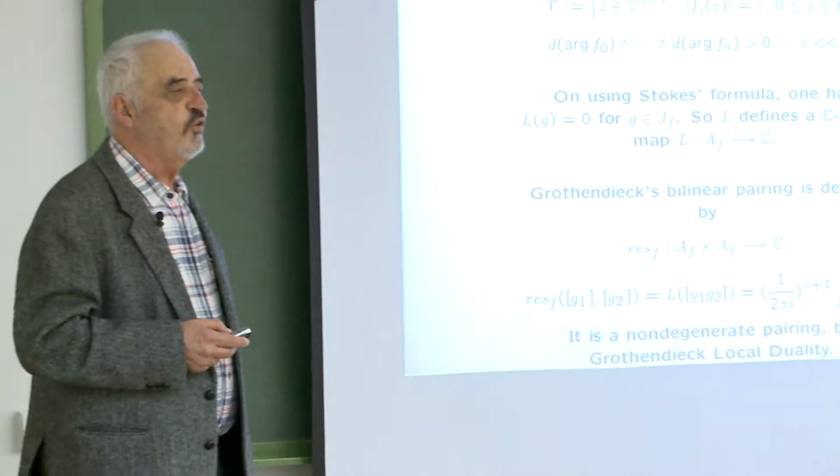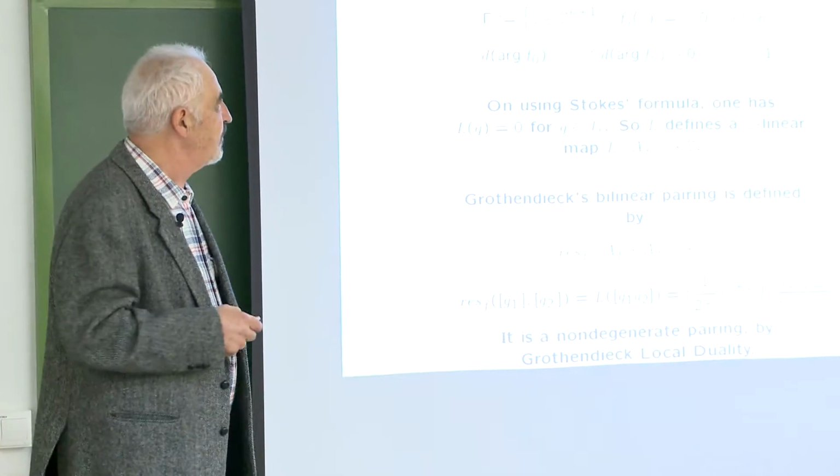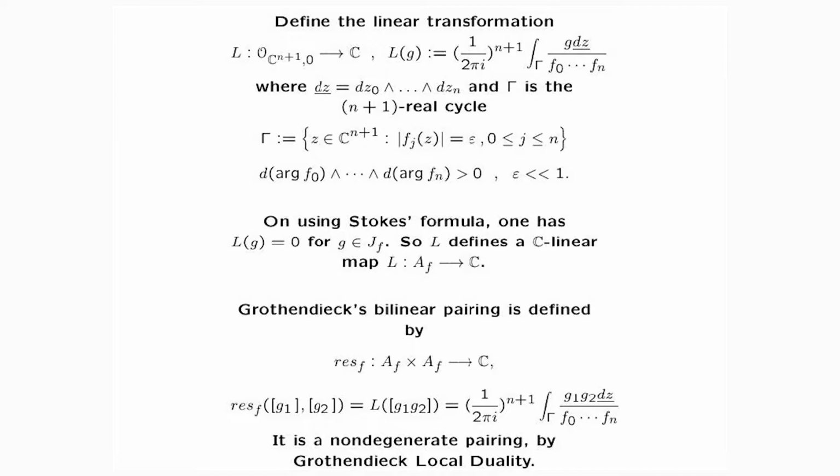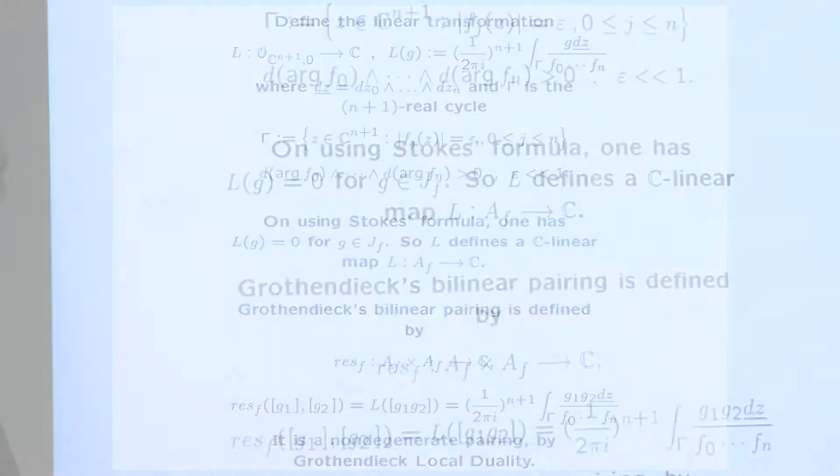And it's a generalization of Cauchy's integral formula in several variables. And so it's good for any function with an isolated singularity. So you define a linear map, which is you take G, and then you compute the integral over gamma. Gamma is the cycle defined by the norm of Fj equal to epsilon of G divided by F0 up to Fn. So this gives you a linear map. And if G is in the Jacobian ideal, it is 0, so this gives you a linear map from the Jacobian algebra to the complex numbers.